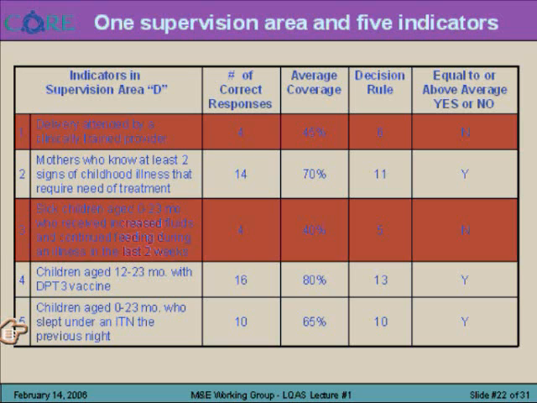Can you identify indicators that are going to be our priorities? You bet. Those will be indicator number 1, delivery is attended by a clinically trained provider, and indicator number 3, sick children between the age of 0 to 23 months who received increased fluids and continued feeding during an illness in the last 2 weeks preceding the survey. As you can see, LQAS flags where the problems are in terms of specific indicators.